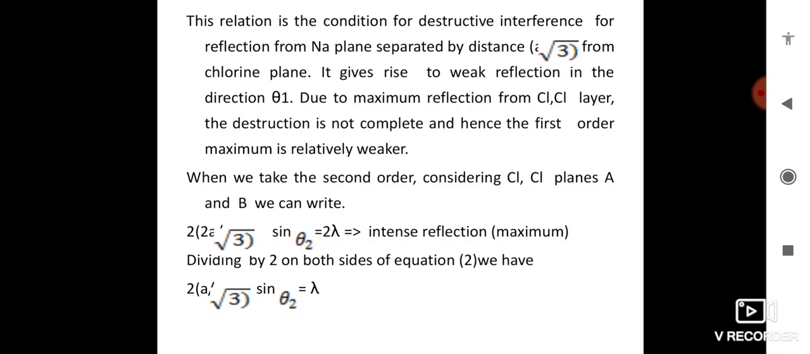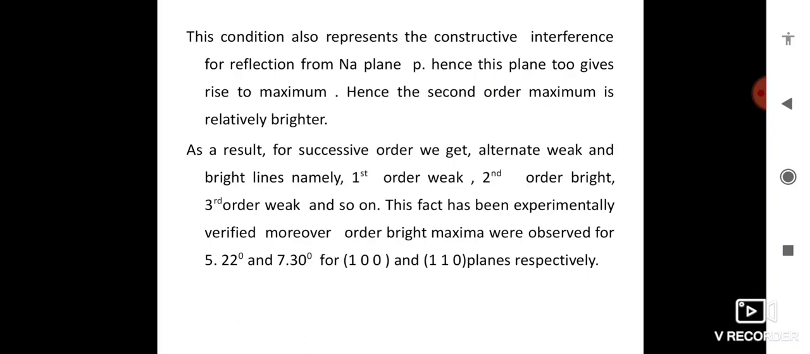And when we take the second order, see here a small mistake, 2 into 2a by root 3 sin theta 2 equals 2 lambda, and dividing equation 2 on both sides, we get 2 into 2a by root 3 sin theta 2 equals lambda. This condition also represents constructive interference for reflection from the sodium plane, and this plane gives rise to a maximum. In second order, the maximum is relatively brighter.